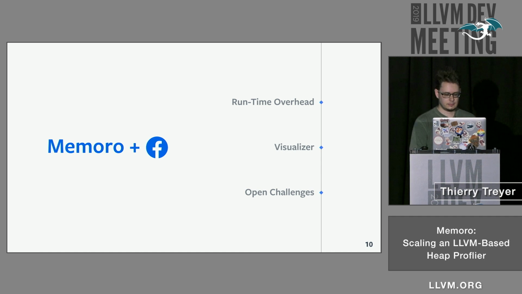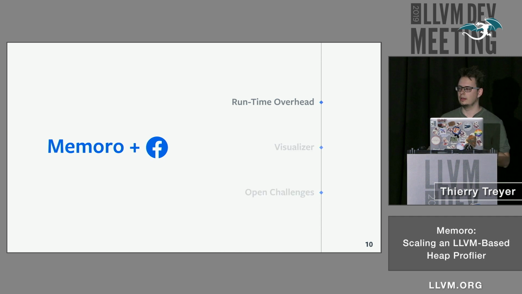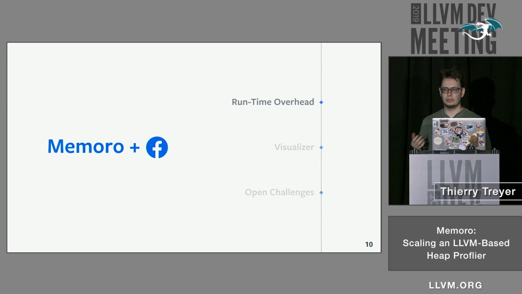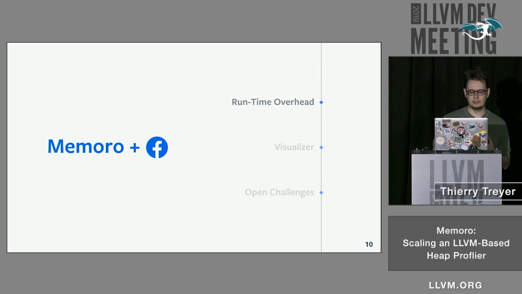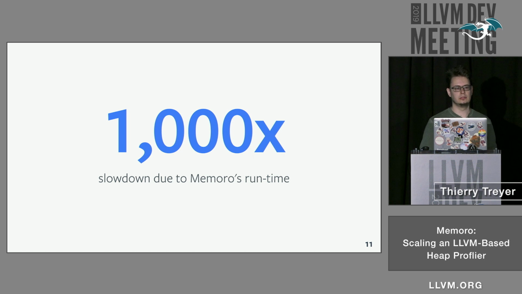So let's start talking about the runtime overhead, because we're instrumenting each and every load and store. This is something quite costly. And to be honest, Memoro was primarily developed at my school, so it was mostly targeting research projects. And the challenge was to make it run on Facebook infrastructure. So we're talking about services that are running thousands of threads at the same time, and this is not something that Memoro was designed for. And the first time we were able to compile one of Facebook's services and run it, we had 1,000x overhead introduced by the Memoro runtime.